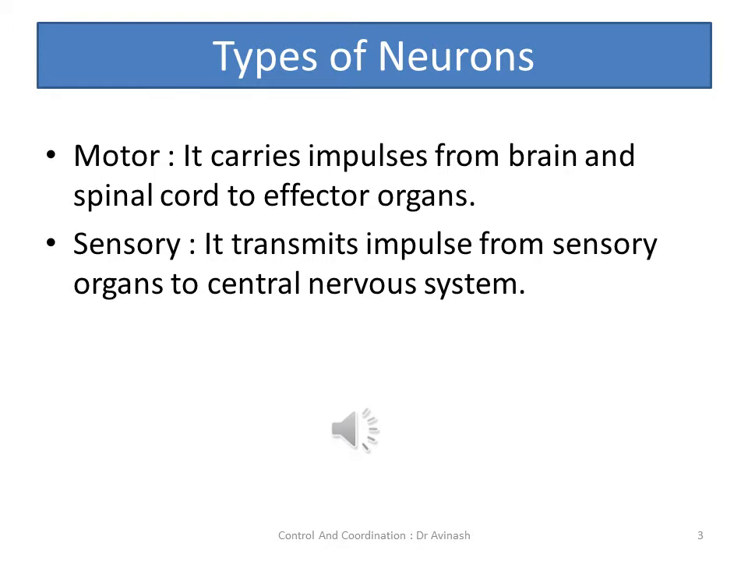So try to understand. The first, the motor neuron, carries information from the brain to different parts of the body, whereas sensory neurons carry information from different sensory organs to the brain. So these are basically the two different types of neurons.